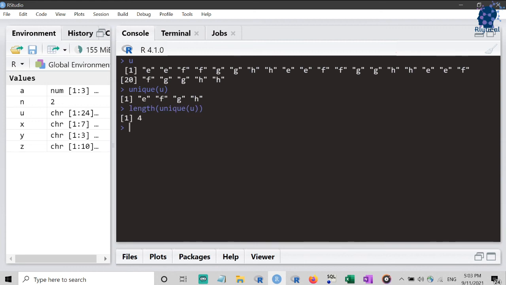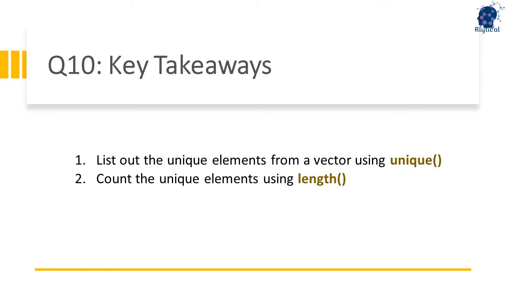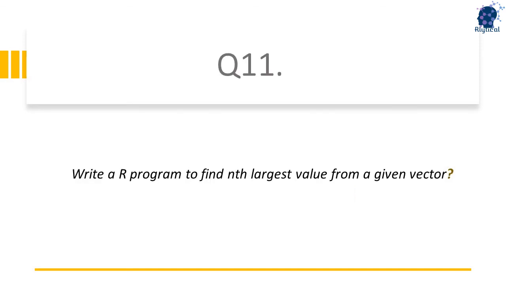So let's summarize what we learned from this question. In this question, we learned to apply the unique function and to also count the unique elements within the vector. With these learnings in place, let's move to the last question. Write a R program to find the nth largest value in a vector.